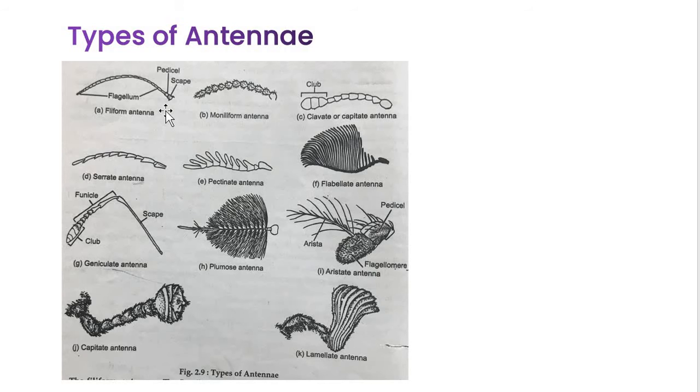Now the first type of antenna is the Setaceous antenna. Such a Setaceous antenna is present in Odonata. So we can focus on another type, that is the filiform antenna. Here you can see the first, this is the filiform antenna. In the filiform antenna, the flagellum appears as a thread-like structure made up of uniformly thin segments.